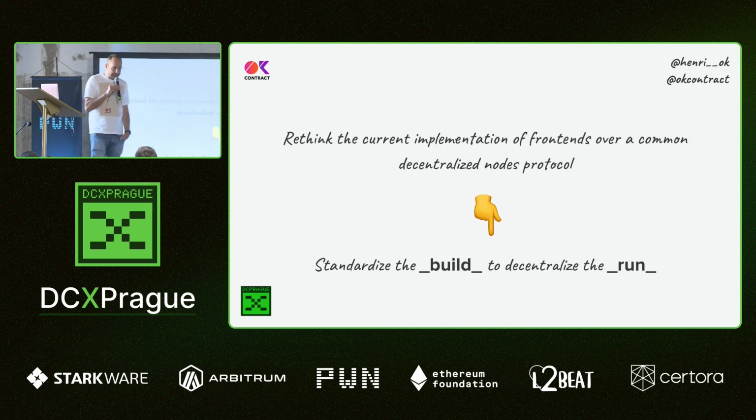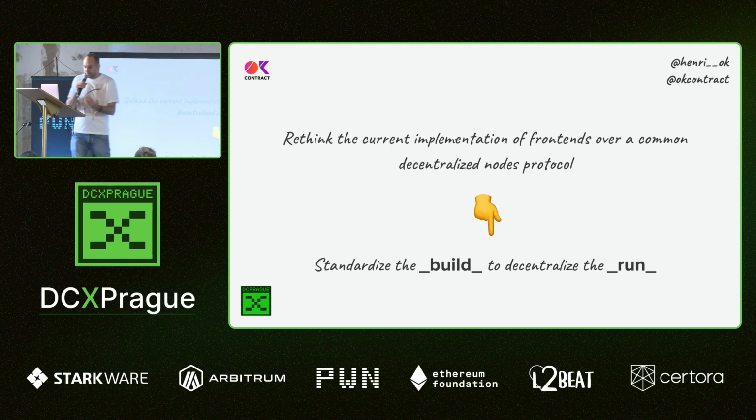So we thought that there could be one path, and definitely it's not the only path. It's just a path to rethink how we do the current implementation of front ends of a common decentralized node protocol. And to do this, first I'm going to start with some bad news. The bad news is we won't be able to reuse the existing front ends.